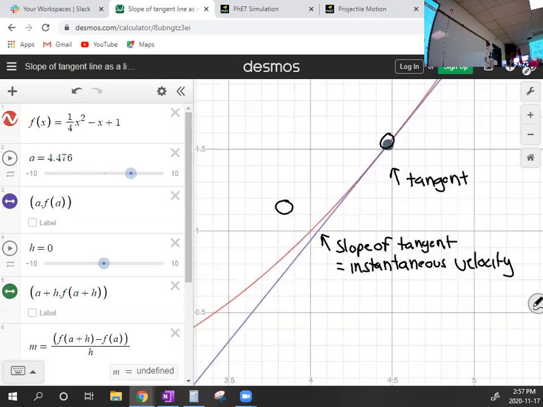I'll move my tangent line up here. See, at 4.5 seconds, I have a steeper slope. So on this curve, we see that the velocity is increasing. The slope is increasing all the time.